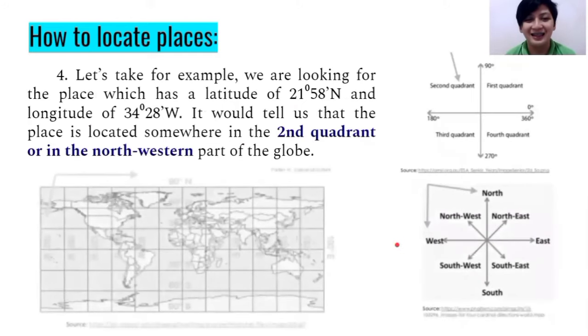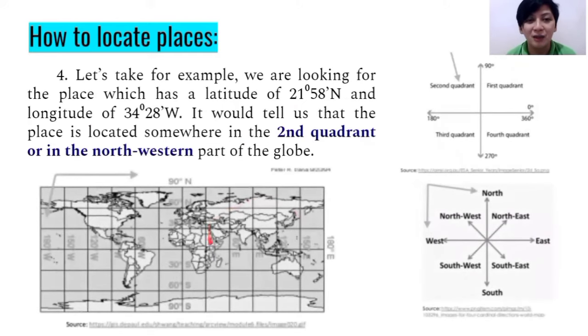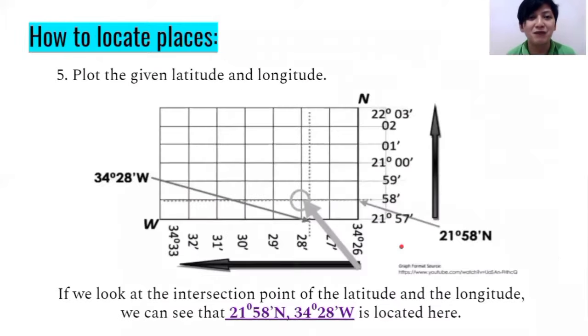Okay? Then we are able to locate the specific place in our map or globe using quadrant and identifying the direction of our place. Okay, since this is northwest, it is very easy for us to locate the specific places by using the degree and minutes that we have here. Okay? And last, number five, plot the given latitude and longitude.